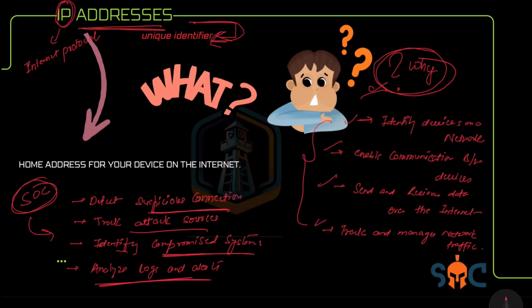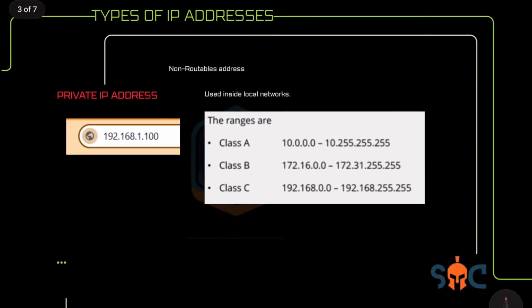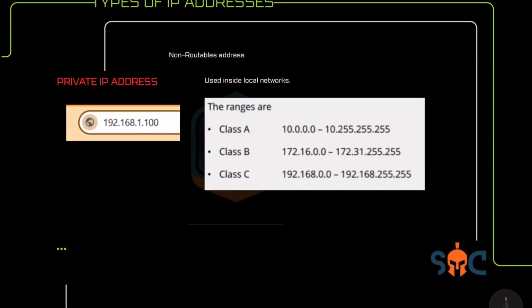Okay, so moving to the types of IP addresses. Broadly, IP addresses can be classified into two types, that is public IP addresses and private IP addresses. Okay, so we'll discuss each one in detail. First we'll move forward with private IP addresses.